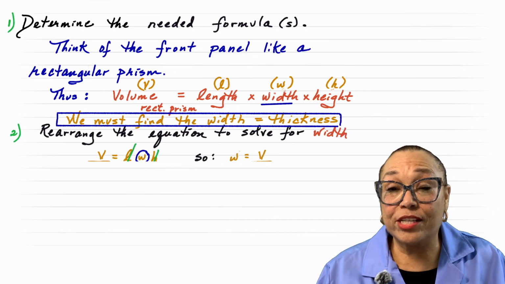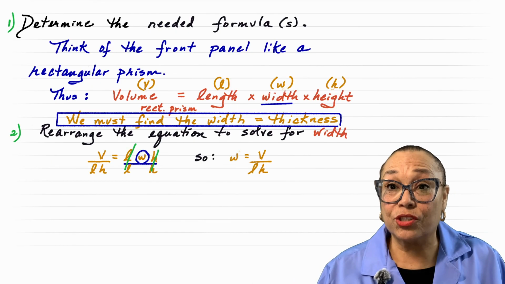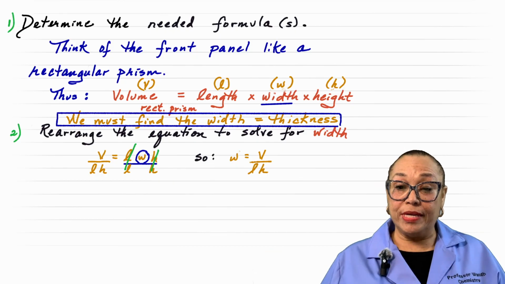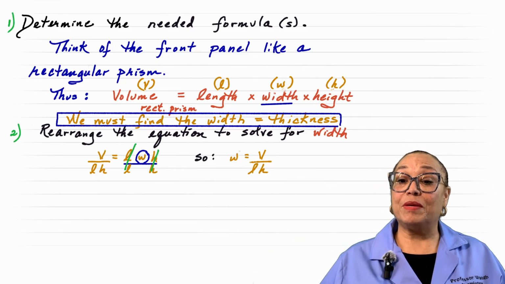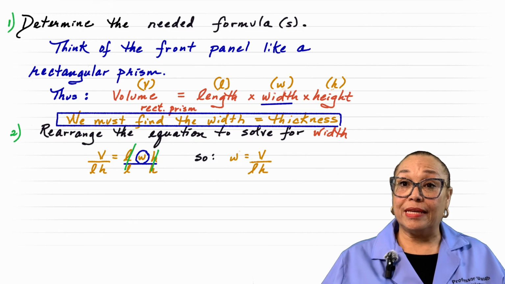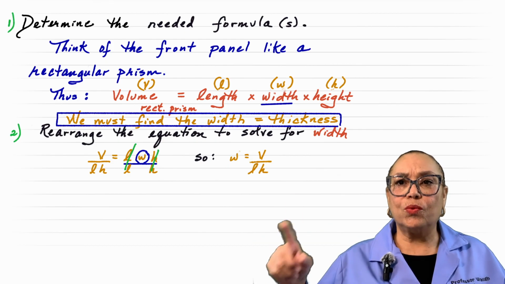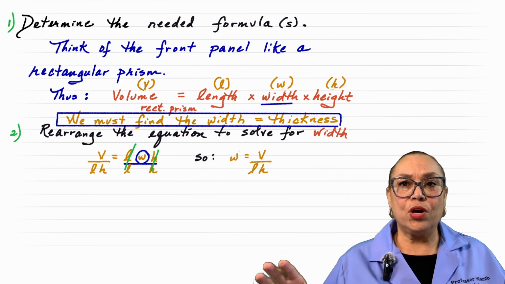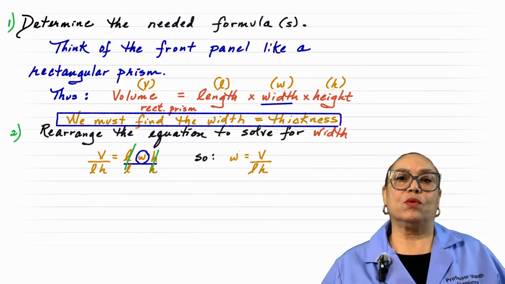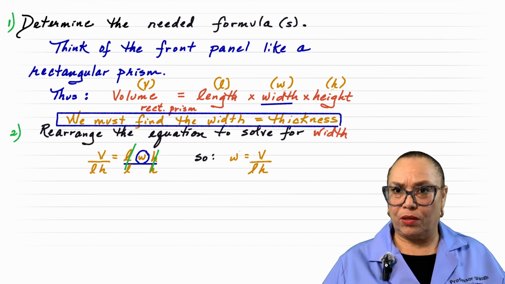The second thing is that you need to rearrange that equation to solve for the width. And I've written it all out for you. So width is going to be the volume over the length times the height. I always tell my students, circle what you're looking for. And as you know, whatever you do to the left side of the equation, you've got to do to the right side of the equation.